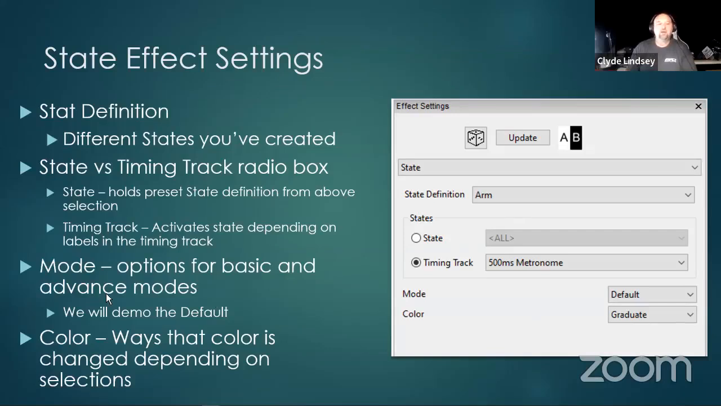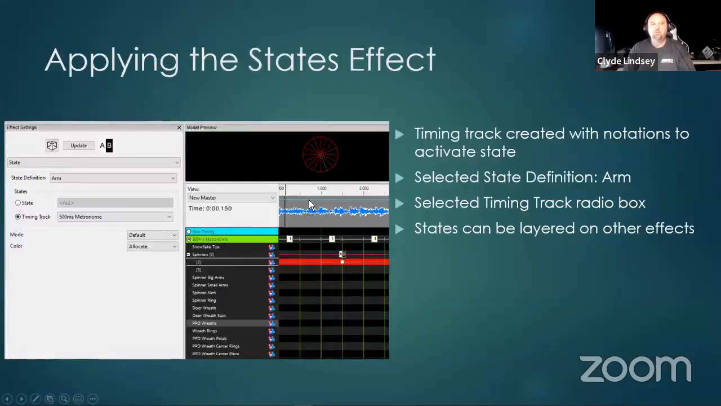And then the last thing that you see is the color. We're going to play with the color so you kind of see what each of those selections do. So you can see that you can apply the state effect. And if you have a timing track created with notations to activate that state, if you have it activated, what it will do is it'll light that up whenever that effect reads that timing track.